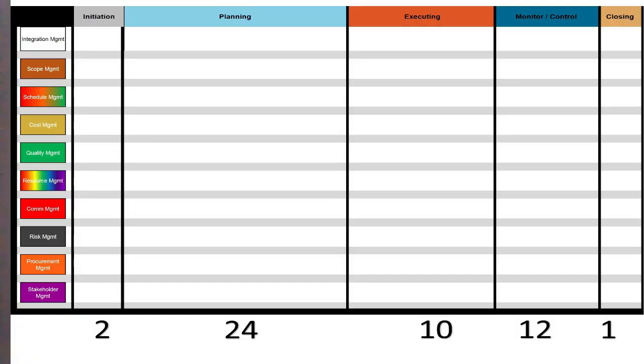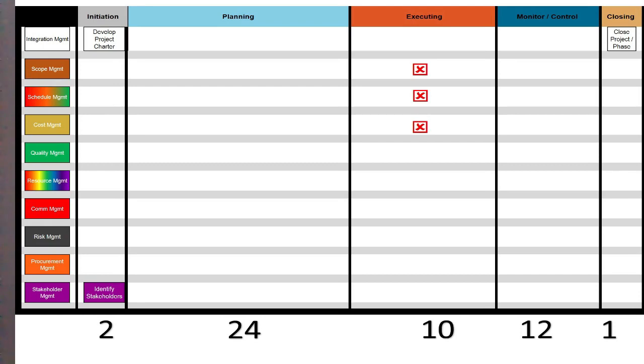Next is, remember this, under initiation you have 2 process areas, under planning you have 24 process areas, under execution you have 10 process areas, under monitor control there's 12 of them, under closing there's only 1 process area. Right, so remember this number as well, 2, 24, 10, 12, 1. Right, so that's the first step.